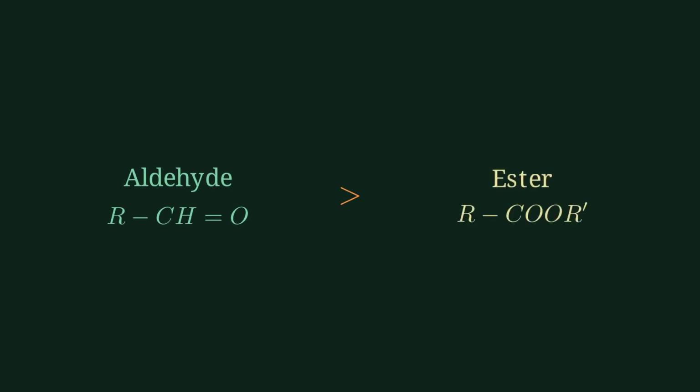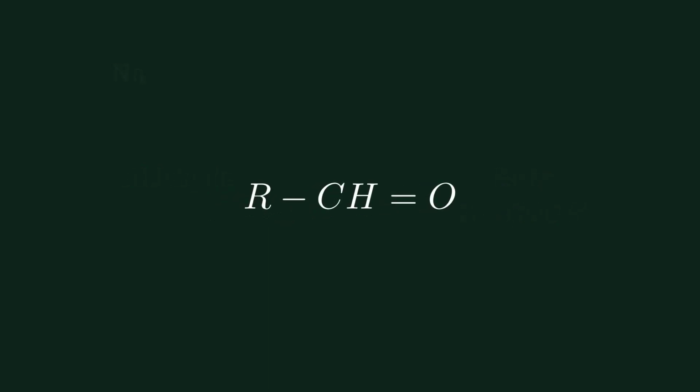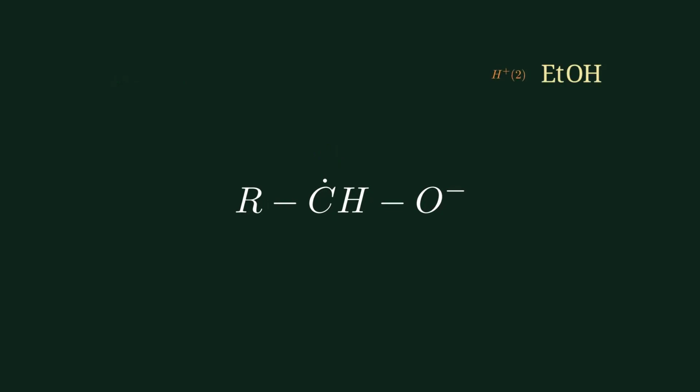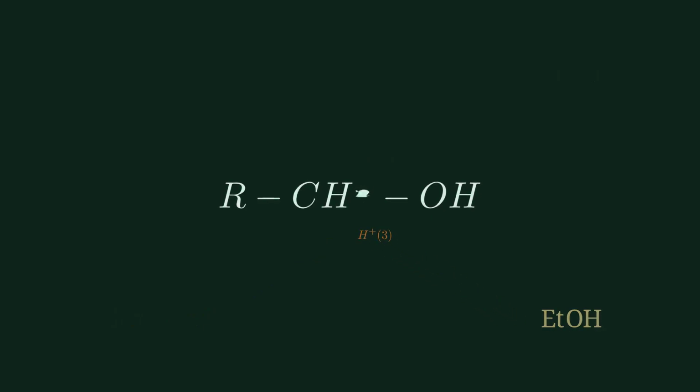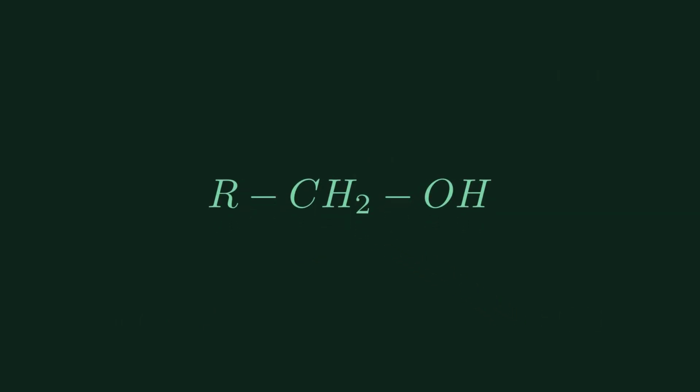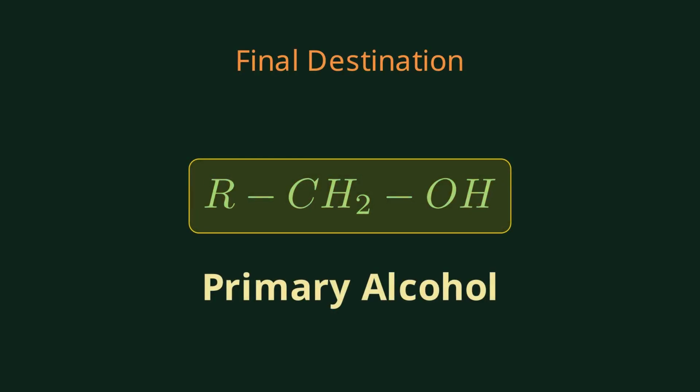In these reaction conditions, an aldehyde is even more reactive than the ester we started with. The whole process repeats itself. A third electron from sodium attacks the carbon. Another proton is snatched from the ethanol. A fourth electron jumps in, and one final proton is grabbed. As we finish the sequence, we arrive at our final destination, a primary alcohol.